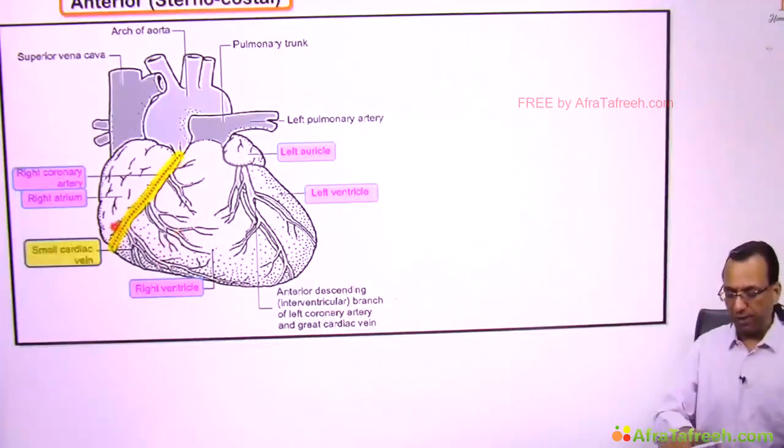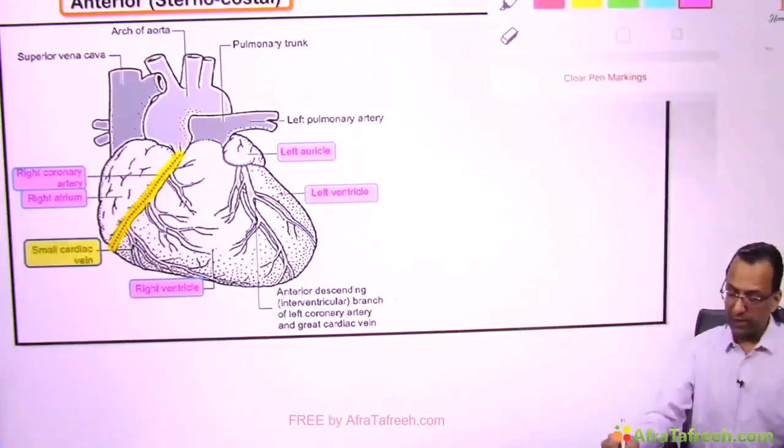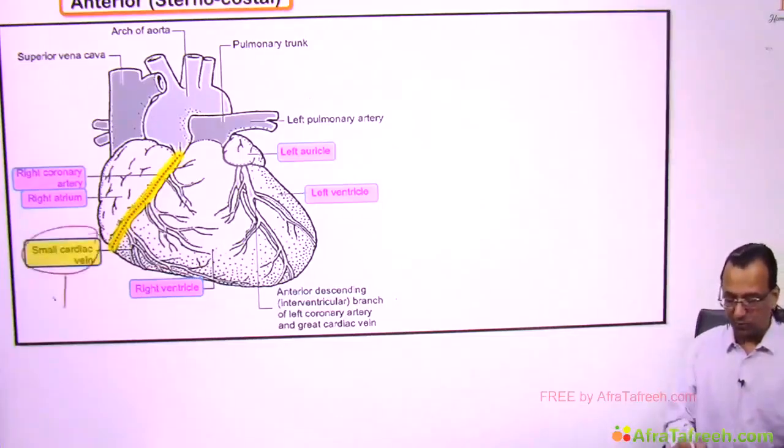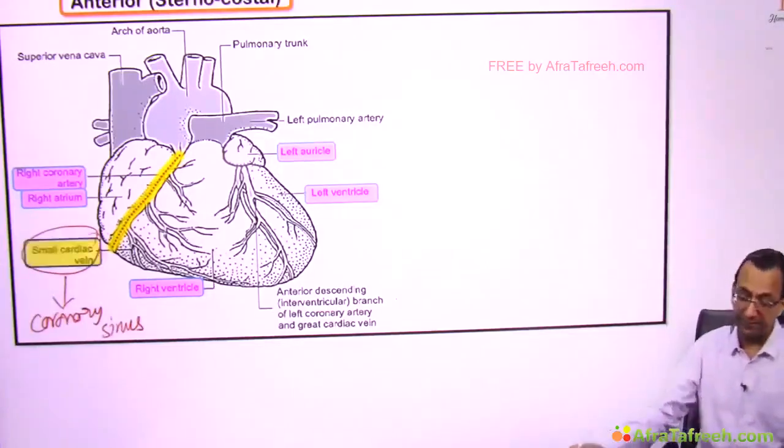But why is the small cardiac vein going posterior to the heart? Because it has to drain into the coronary sinus posterior to the heart. So you are telling that this small cardiac vein is supposed to go posterior to the heart to drain into the coronary sinus, which is in the coronary sulcus posteriorly. Yes, it is in the coronary sulcus posteriorly. There it will drain.